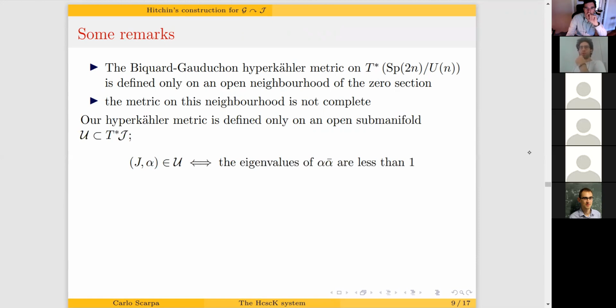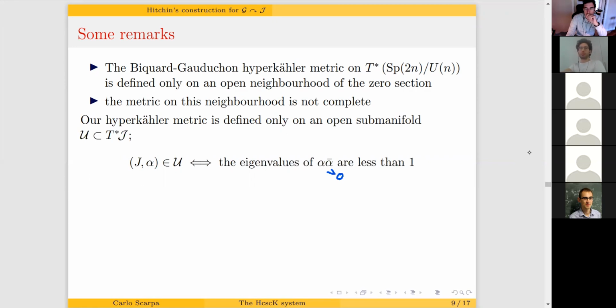And so this open submanifold consists of every first order deformation whose eigenvalues are less than 1. More precisely, we have to take a first order deformation alpha. Then the composition alpha alpha bar is similar to a Hermitian operator, positive definite, and we ask its eigenvalues to be less than 1. So remember, this is a positive definite operator.